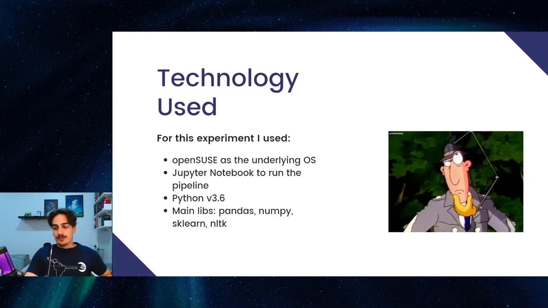So, today we will be talking about some basic concepts for machine learning and natural language processing. But I would like to make a demonstration by the end of this presentation, showing the experiments I did for this task. And if you are interested in what I did and want to replicate or maybe try something similar, this is the list of things that I used. So I used openSUSE as the underlying operating system for the tests, and Jupyter Notebook for organizing and running all the machine learning pipeline. Moreover, I used Python and some important libraries like Pandas, NumPy, Scikit-learn, and NLTK, so I could do all these tests.